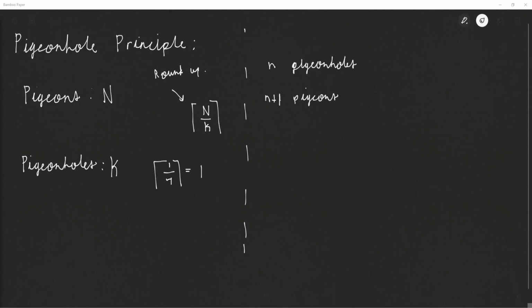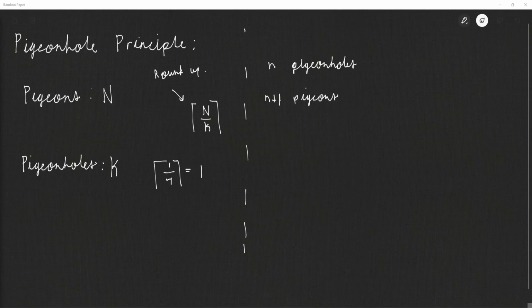Welcome back, and today we're going to be talking about a simple but very powerful idea in math, which is the pigeonhole principle. And it is powerful because it can prove some really important things without any complicated formulas.